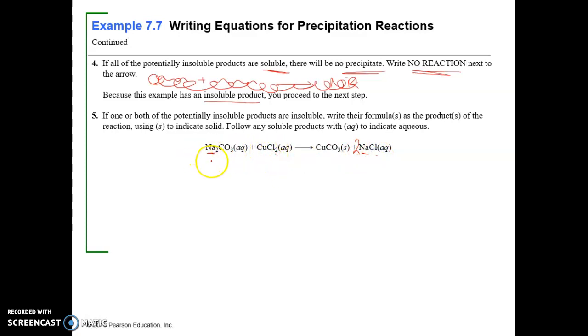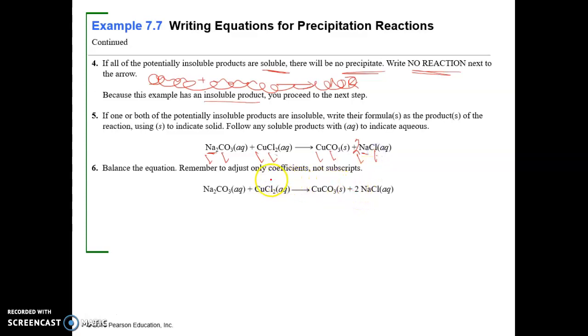To me, it looks like we have everything, but I like to go back through. So 2 sodiums, 1 carbonate, 1 carbonate, 1 copper, 1 copper, 2 chlorines, and 2 chlorines. This one's balanced. Very nice. This is just a reminder when you do your balancing to balance the coefficients and not the subscripts.